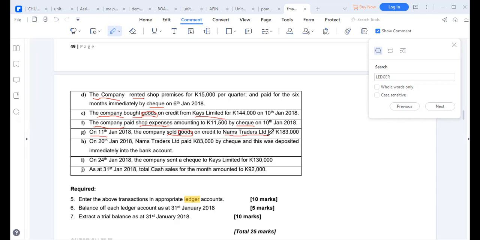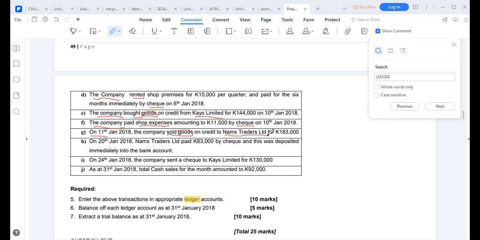Okay, let me make the sales account, we are debiting the sales account and crediting NAMS Traders. Good try. The company sold goods on credit. Good try, but that's not it. The way it's supposed to be, we are reducing the goods and taking them to NAMS Traders. Have you seen? There are two NAMS.